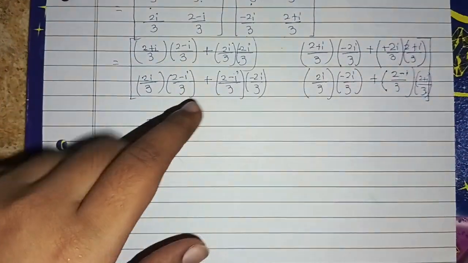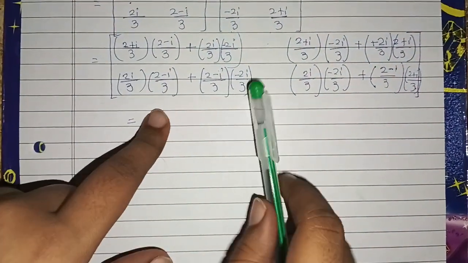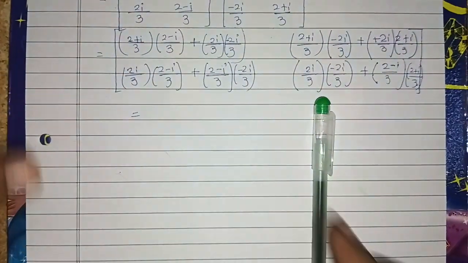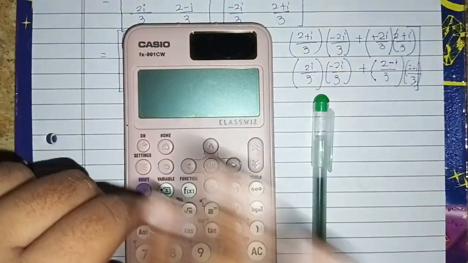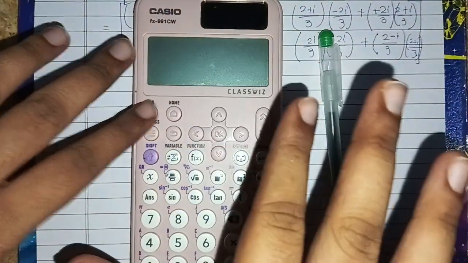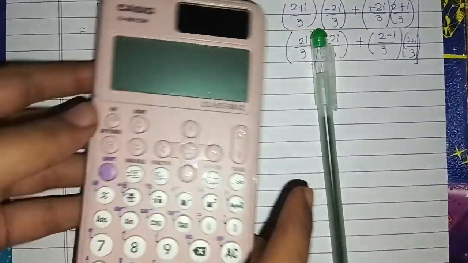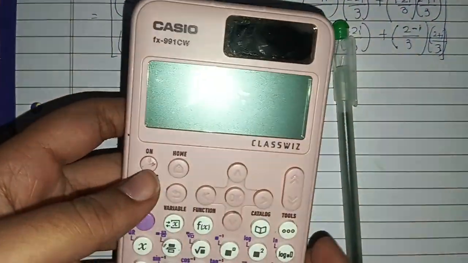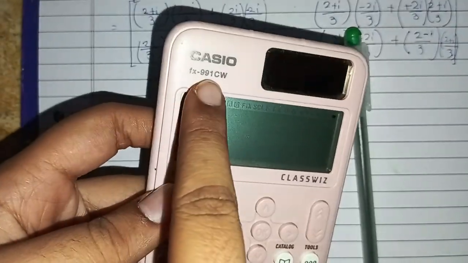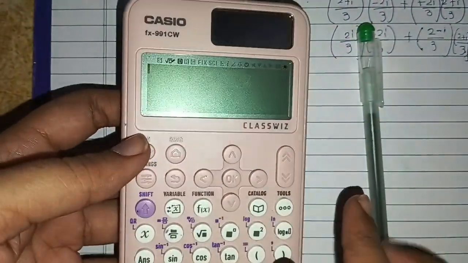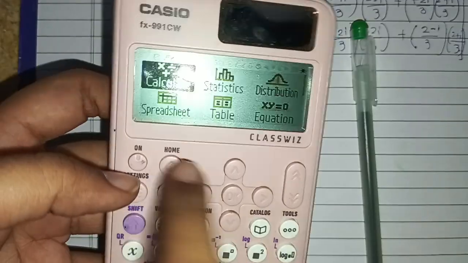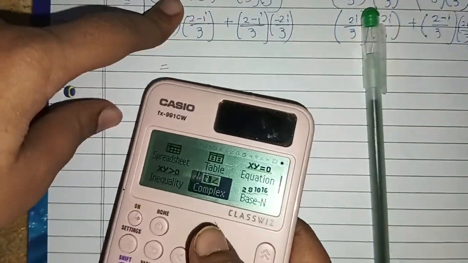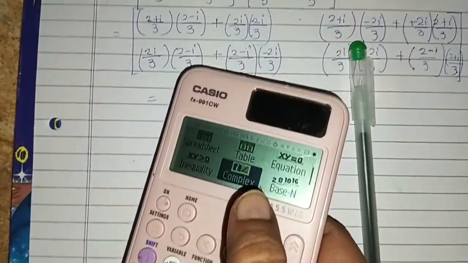Otherwise, if you solve it, your answer will come, the teacher is not going to check the rough paper that you have solved by yourself. And in engineering exams, the use of a calculator is allowed, so you can freely use a calculator. So I will tell you how to calculate this term. First you have to turn on your calculator. This is fx-991CW. If you have it in black color, it's absolutely fine. Now you have to go to the home section, where you have to go to the complex section, not directly to the matrices section, because we are not solving matrices here.